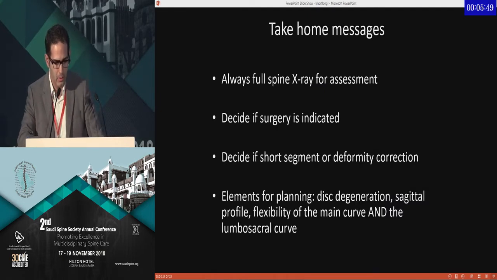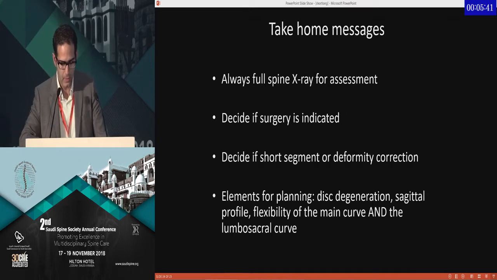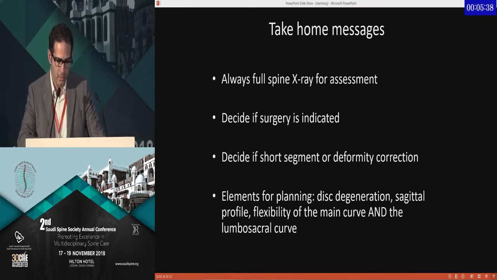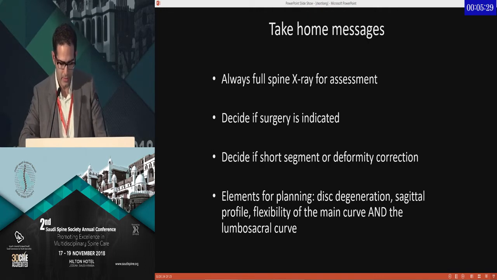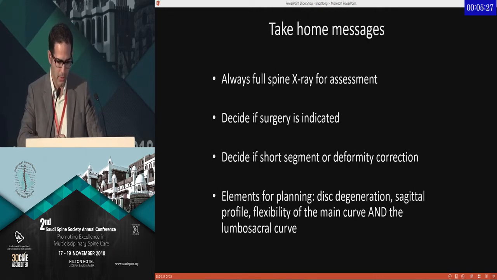So my take-home message: always perform the full spine X-ray for the assessment. First, decide if the surgery is really indicated. Decide if it's either a short segment or you really need a deformity correction. And so the elements for planning are disc degeneration, the sagittal profile, and the flexibility of the main curve and the lumbosacral curve. And honestly, from my own experience, I can tell you that I'm becoming less and less aggressive with aging. Thank you.